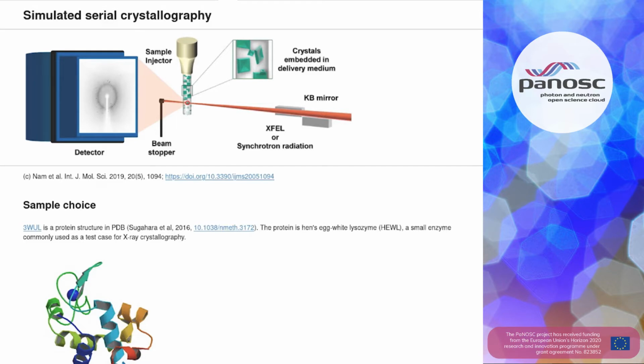This is a demonstration of simulating and analysing serial crystallography data to show a use case for Jupyter Notebooks in the PaNOSC project, that's Photon and Neutron Open Science Cloud. Serial crystallography involves shooting tiny crystals of a sample into an X-ray beam and capturing diffraction patterns from them with a detector like an X-ray camera.